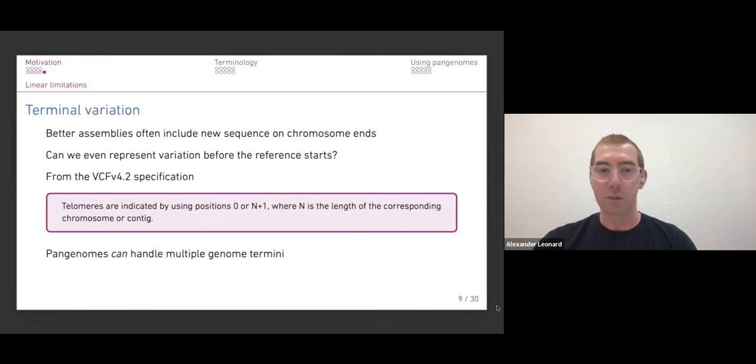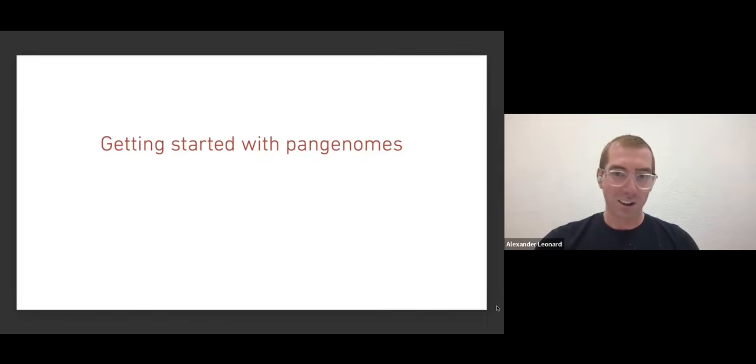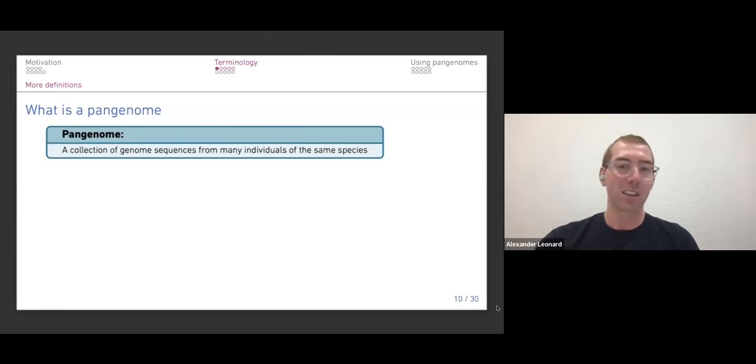Where again, if you look at something like pangenomes, pangenomes can really handle multiple starts and multiple ends to chromosomes very naturally. So you don't need to worry about how to extend past the chromosome or how to start before the chromosome. Of course, there are many more reasons that I think pangenomics helps to alleviate some of the issues that we get with linear reference genomes, but it's helpful to just kind of crack on.